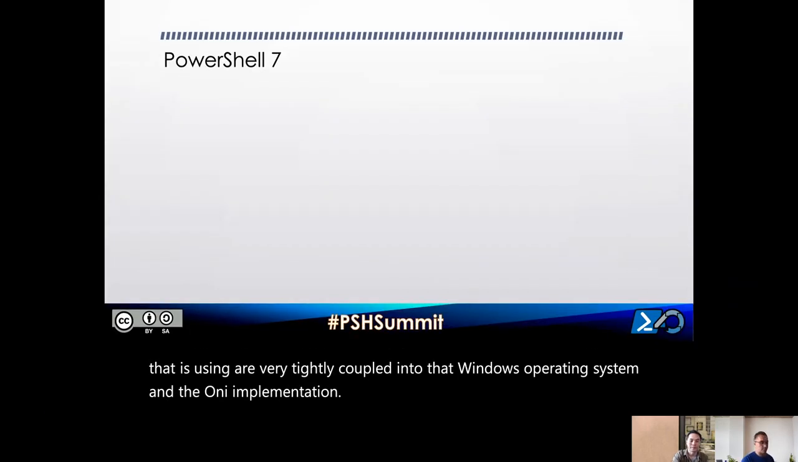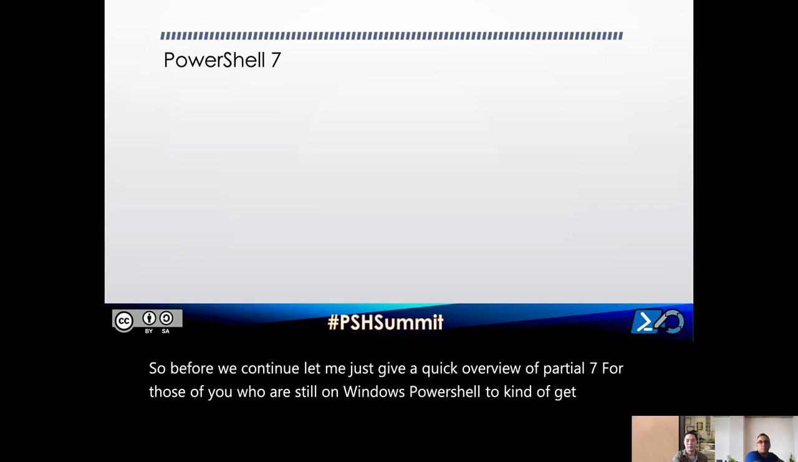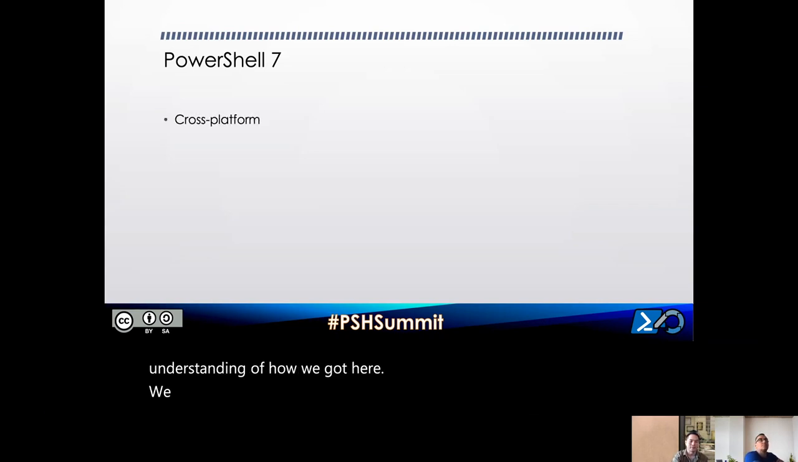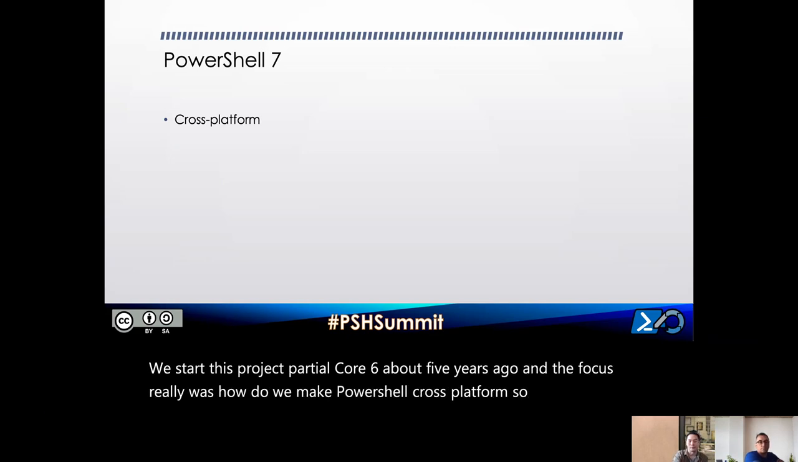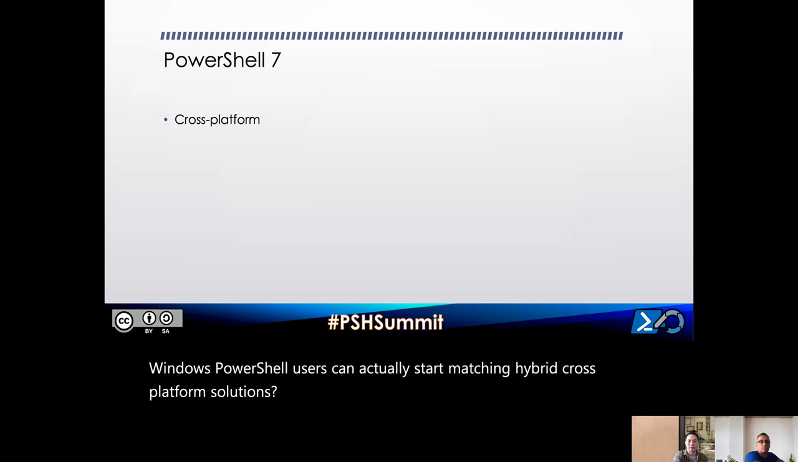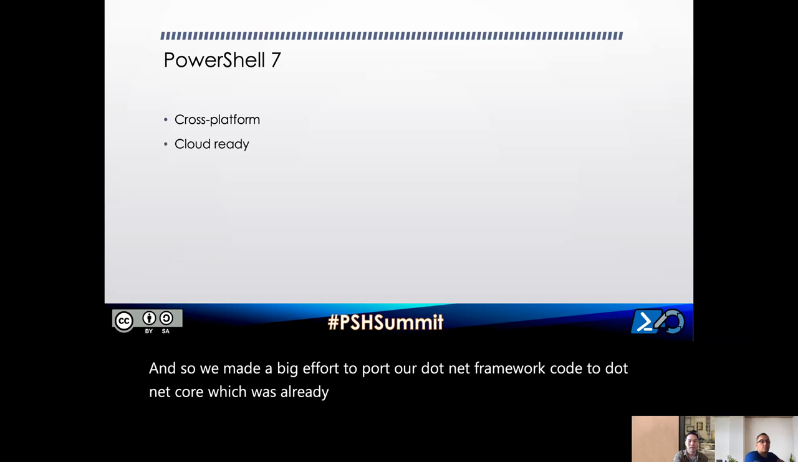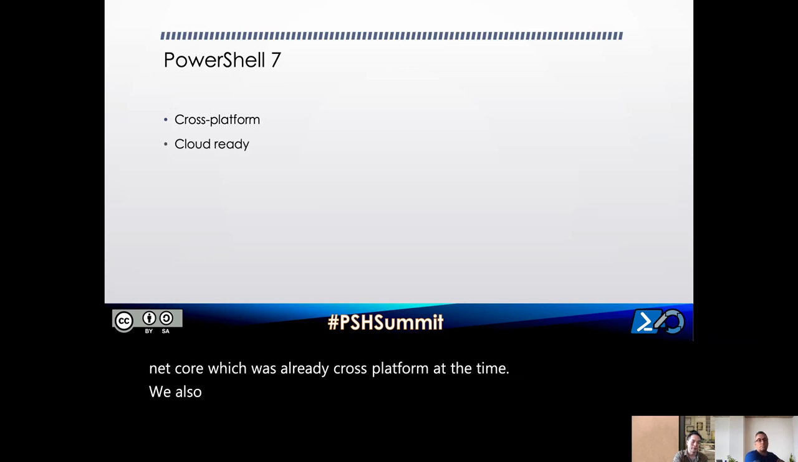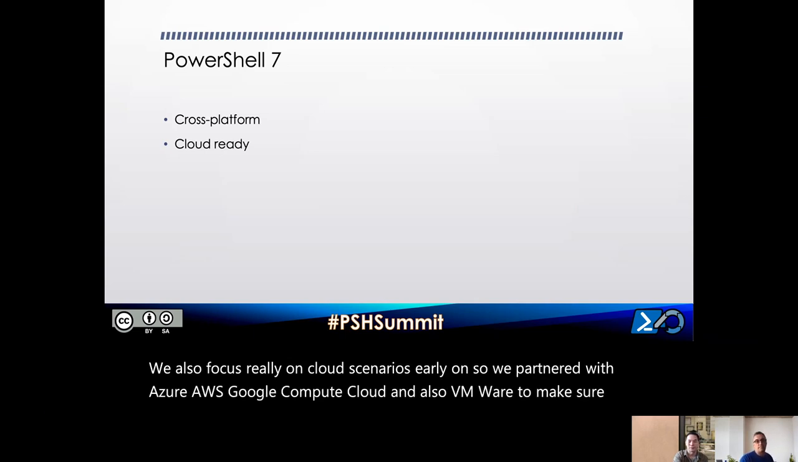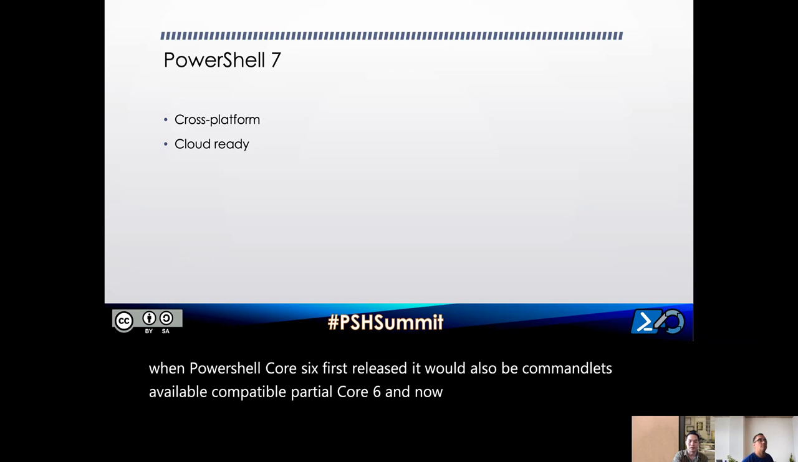So before we continue, let me just give a quick overview of PowerShell 7 for those of you who are still on Windows PowerShell, to get an understanding of how we got here. We started this project, PowerShell Core 6, about 5 years ago, and the focus really was how do we make PowerShell cross-platform so that existing Windows PowerShell users can start managing hybrid cross-platform solutions. And so we made a big effort to port our .NET Framework code to .NET Core, which was already cross-platform at the time. We also focused on cloud scenarios early on, so we partnered with Azure, AWS, Google Compute Cloud, and also VMware to make sure that when PowerShell Core 6 first released, there would also be cmdlets available compatible with PowerShell Core 6 and now PowerShell 7 that worked across all those different clouds.